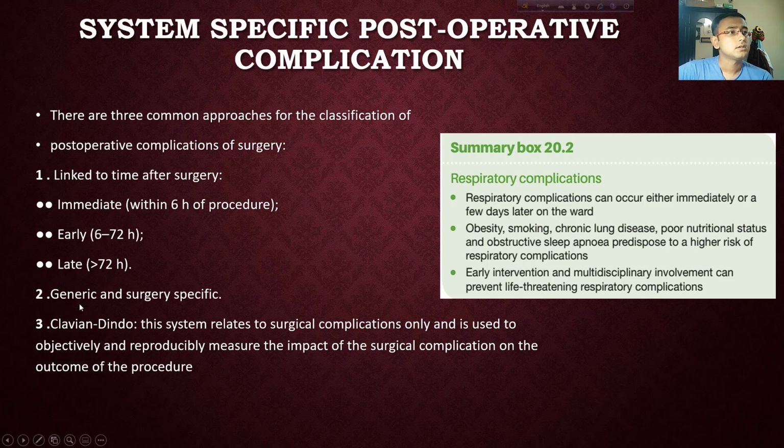Next, generic and surgical specific. There are some surgery-specific complications that usually do not occur in other surgeries, but are specific to that surgery. This is used to objectively and reproducibly measure the impact of the surgical complication on the outcome of the patient. So complications can indicate how soon or late a patient will recover.